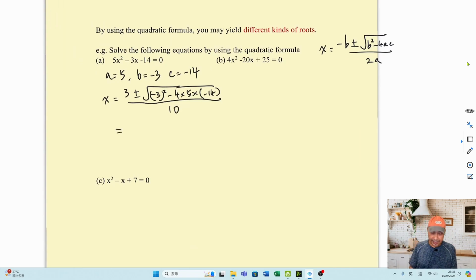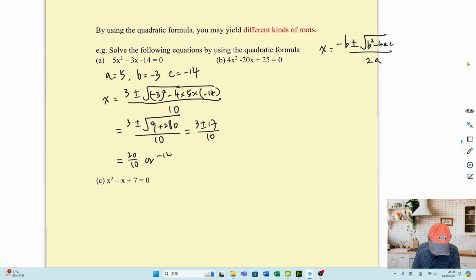Okay, and then 3 plus or minus the square root of 289, over 10. The root of 289 is 17. Okay, don't stop here, because you can further simplify it. Separate into 2. 3 plus 17 is 20 over 10, or negative 14 over 10. So the answers are 2, or negative 1.4.